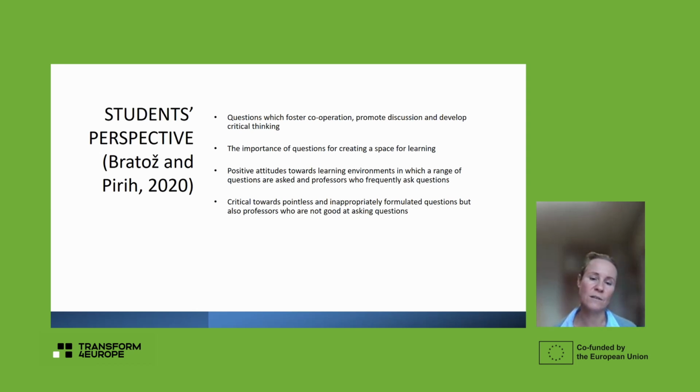So they were also critical towards pointless questions that were maybe too simplistic, inappropriately formulated questions that were posed in such a way that it seemed that the professor is not really interested in the answer. And also professors who were not good at asking questions, asking the same students, interrupting the answer, expecting only one specific answer, and so on.